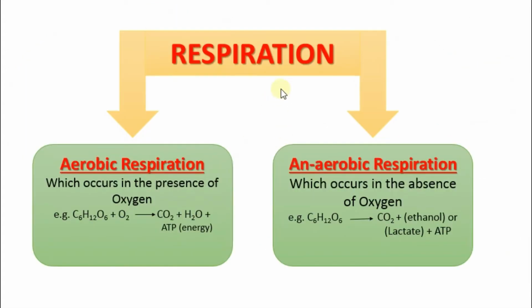Respiration is of two types. One is aerobic respiration, the other is anaerobic. Aerobic respiration occurs in the presence of oxygen. Here you can see in this example, glucose and oxygen combine and form carbon dioxide, water, and energy. On the other hand, anaerobic respiration occurs in the absence of oxygen.